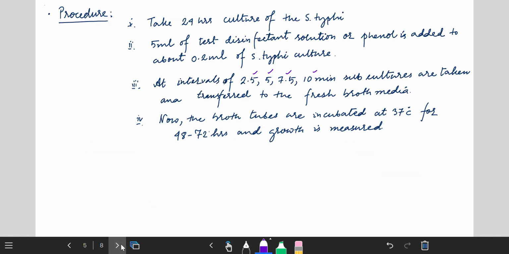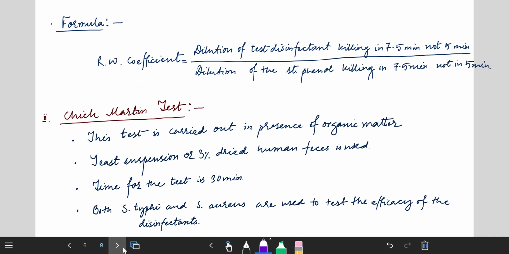Now, what is the procedure? First, take a 24 hour culture of Salmonella typhi. 5 ml of test disinfectant solution plus 0.2 ml of S. typhi culture is mixed, at intervals of 2.5, 5, 7.5 and 10 minutes. Subcultures are taken and transferred to fresh broth media. The broth tubes are incubated at 37 degrees Celsius for 48 to 72 hours, then growth is measured. What is the formula? RW coefficient is equal to the dilution of test disinfectant killing in 7.5 minutes, not in 5 minutes, divided by the dilution of the standard phenol killing in 7.5 minutes, not in 5 minutes.